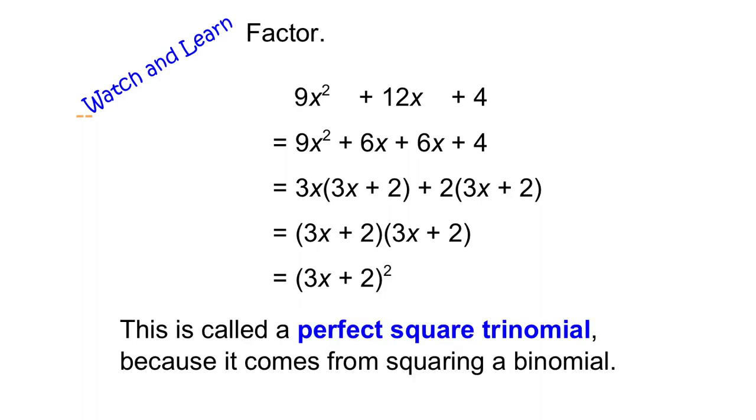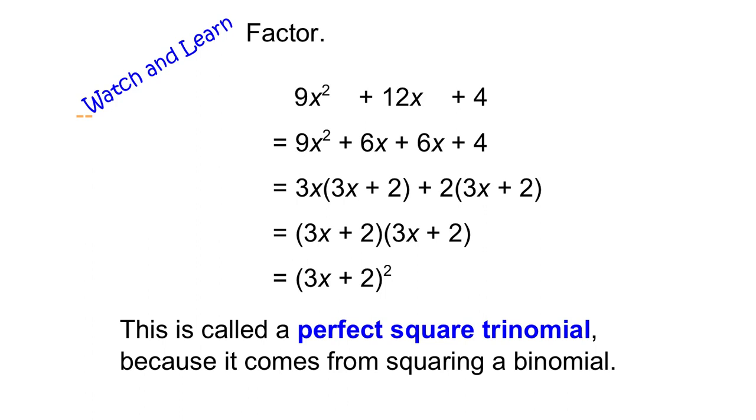Now, this is called a perfect square trinomial because it comes from squaring a binomial. All right, so if I have a trinomial and I factor it and I end up squaring a factor, that means this was a perfect square trinomial.